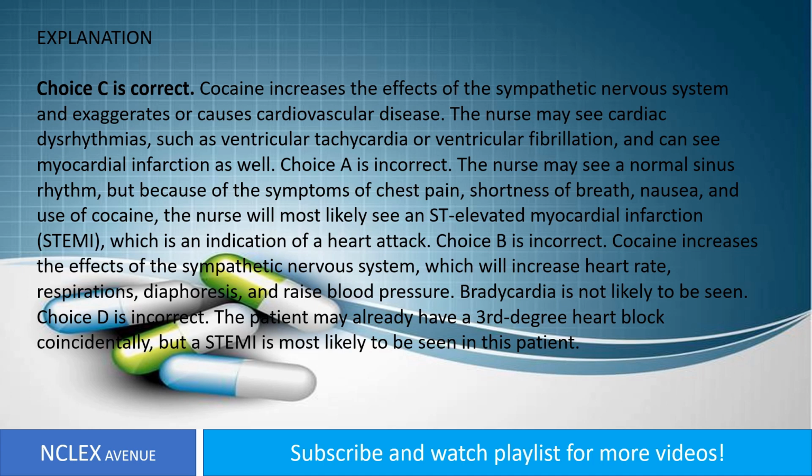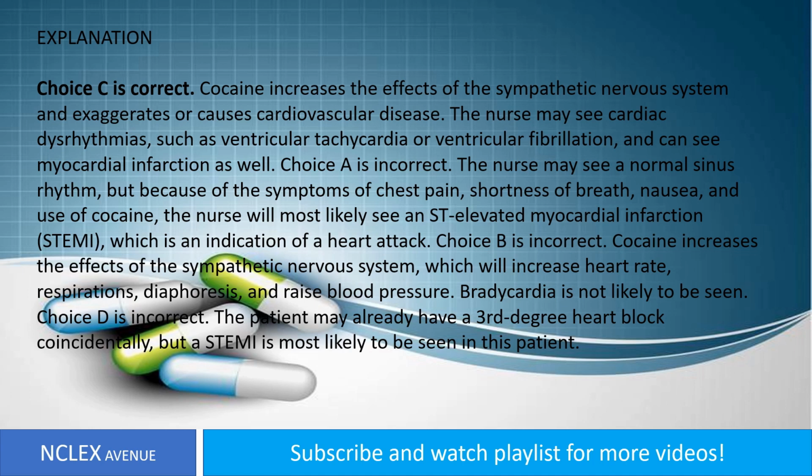Choice A is incorrect. The nurse may see a normal sinus rhythm, but because of the symptoms of chest pain, shortness of breath, nausea, and use of cocaine, the nurse will most likely see an ST elevated myocardial infarction, STEMI, which is an indication of a heart attack.